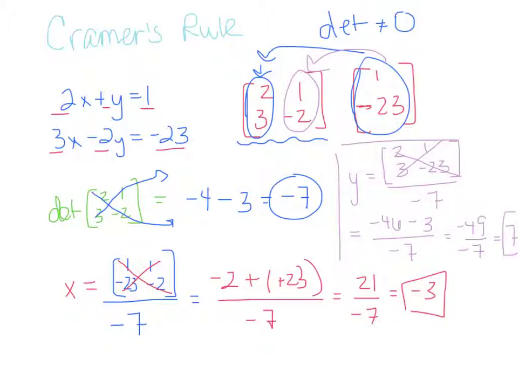Okay, so still finding the ordered pair where they cross that we're writing as an ordered pair, and so my answer then is -3, 7.